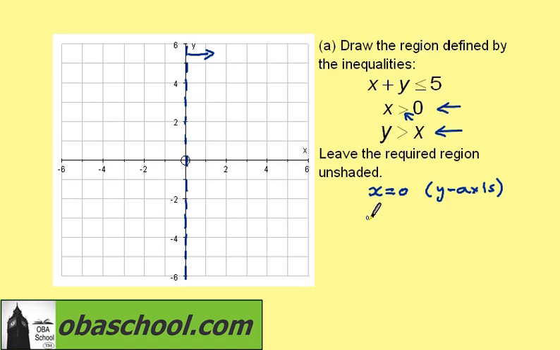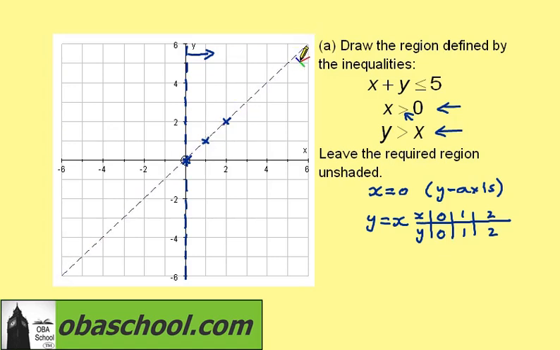Now let's look at this inequality. We need to draw y equals x. We could use a table of values and take x and y values. If x is 0, y is 0. If x is 1, y is 1. And if x is 2, y is 2. Plot the 3 points, and we need a line that goes through them.